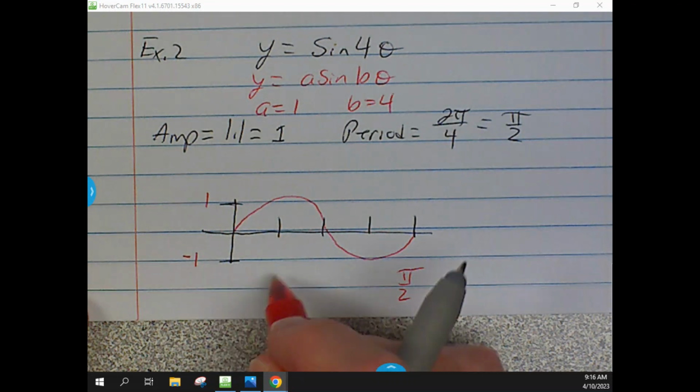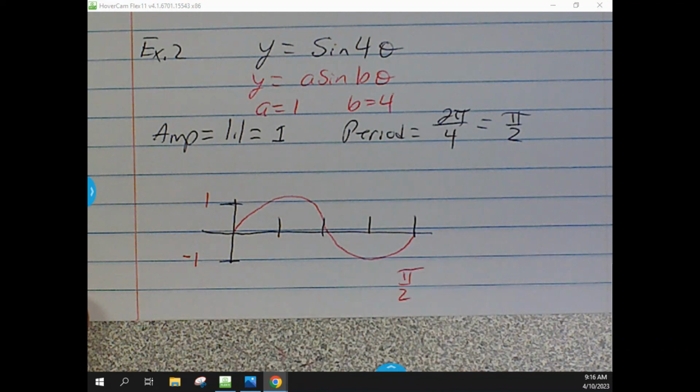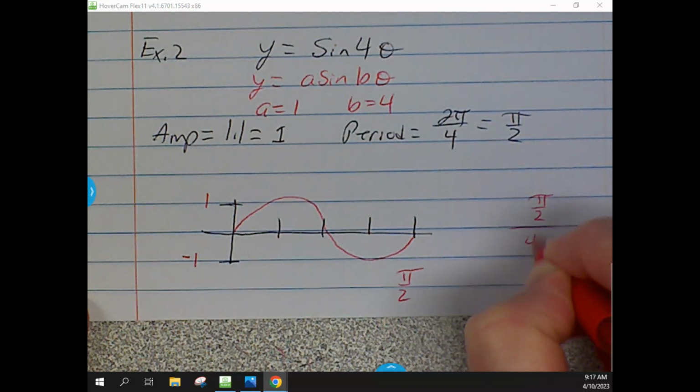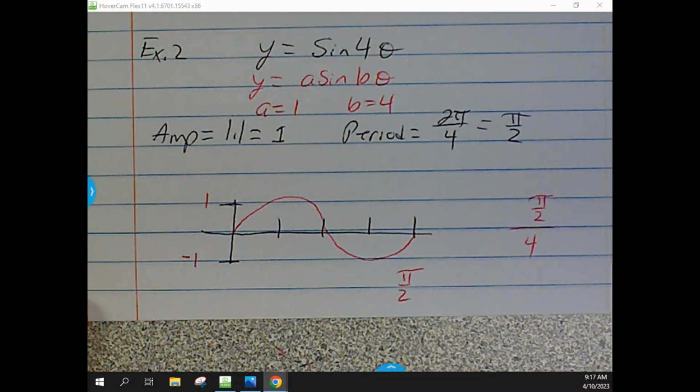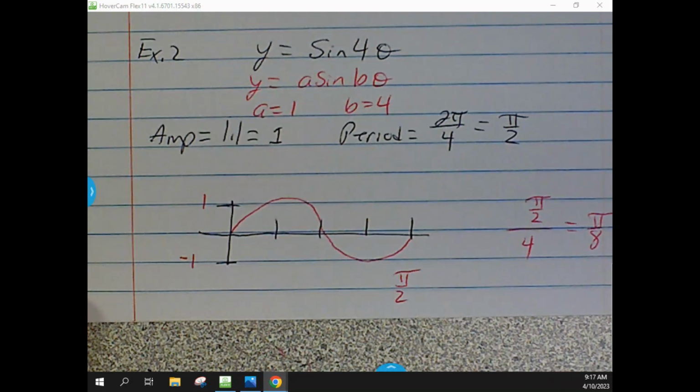And again, we've got to figure out what these three numbers are. We know it's going to be 1 pi over something. We've got to figure out what that something is. So to get our first number, it's pi over 2 divided by 4. The shortcut is if you take a fraction and divide it by a number, you basically just multiply these two things together. So it's going to be pi over 8 for your first number.